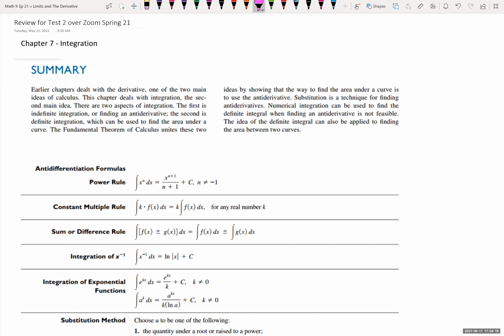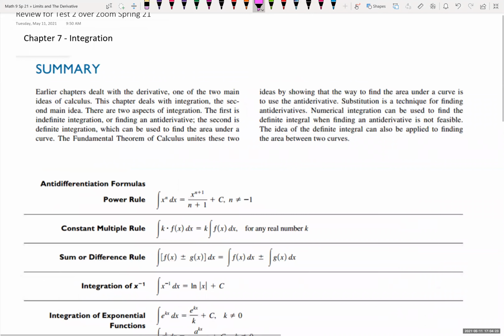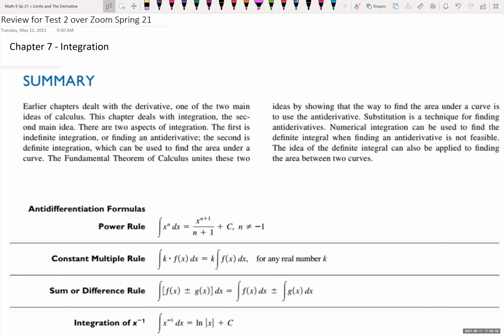So integration, let's just kind of go through this really quickly. And I'm just going to read through this. And what I'm pulling up right now is actually the end of the chapter. They have a great summary of that chapter and a lot of the important theorems and rules that you've been using. So you can always find this in your textbook off of the homework program that we use.